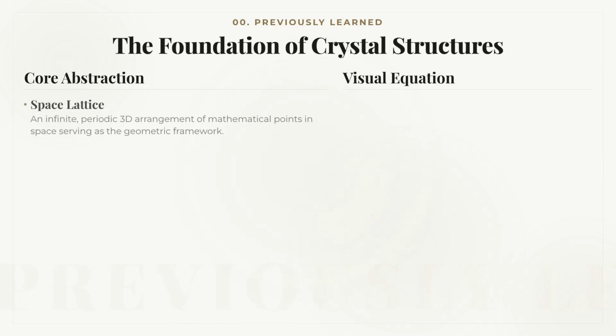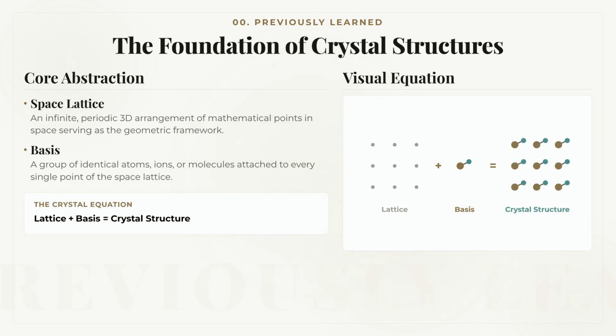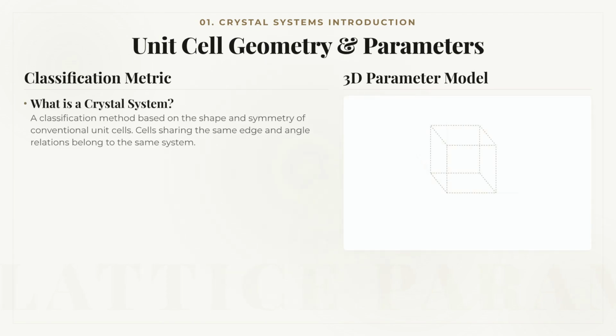In the previous topic, we learned that a crystal structure is formed by combining a space lattice with a basis. Now, we will study how these lattices are classified, the different crystal structures found in nature, and how efficiently atoms are packed inside these structures. Let us begin with crystal systems.